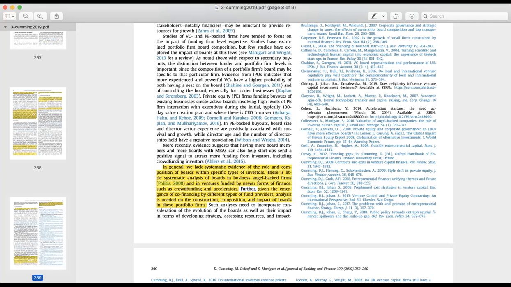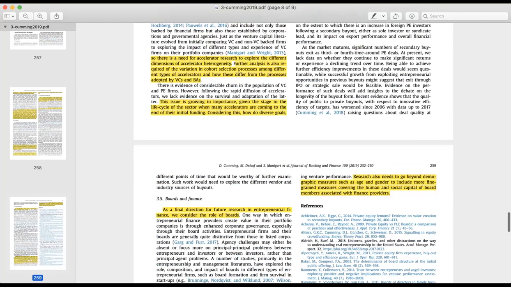Moreover, given the emergence of co-financing by different types of fund providers, analysis is needed on the construction, composition, and impact of board in these portfolio firms. Okay, so you need this knowledge. Again, this is missing. Similarly, research also needs to go beyond demographic measures such as age, gender, to include more fine-grained measures covering the human and social capital of board members associated with the finance providers.